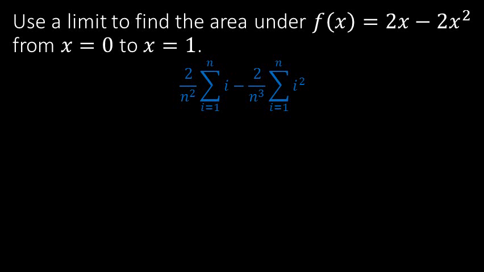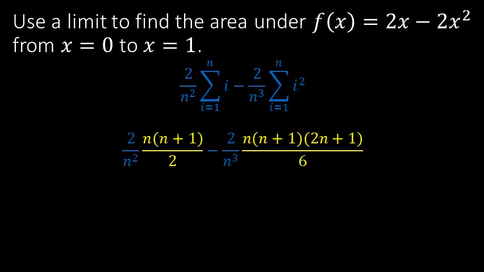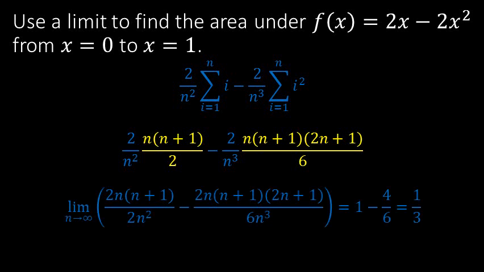So again, I will use the formulas from Algebra 2 and Pre-Calc to substitute in place of those sigmas. And we'll find the limit of this sum as n approaches infinity. This limit goes to 1/3. So the area under the graph of f of x equals 2x minus 2x squared from 0 to 1 is 1/3.